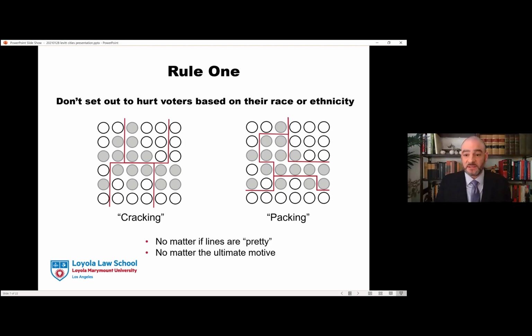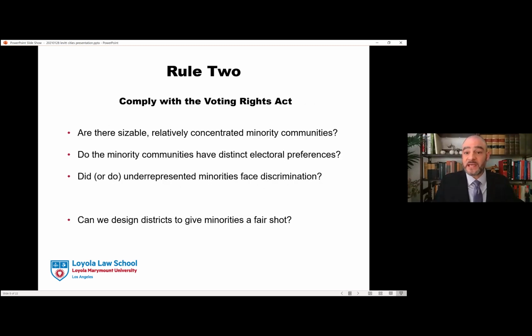that district. This is unconstitutional, and it doesn't matter if the lines are pretty, it doesn't matter if there's an ultimate other motive. If you are using people based on their race or ethnicity in a way that's designed to hurt them, even if you're trying to accomplish something else, not okay. The second rule, comply with the Voting Rights Act.